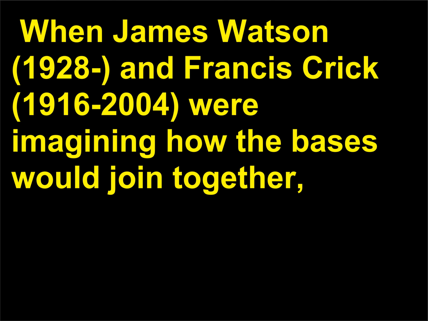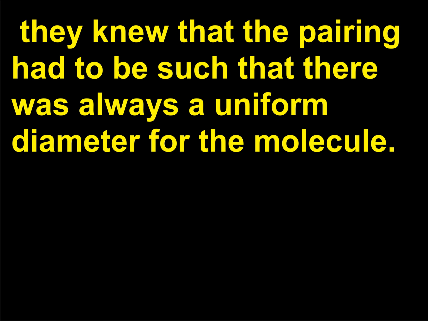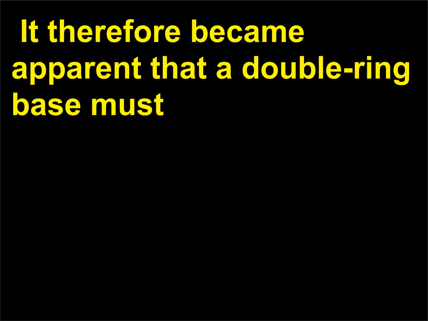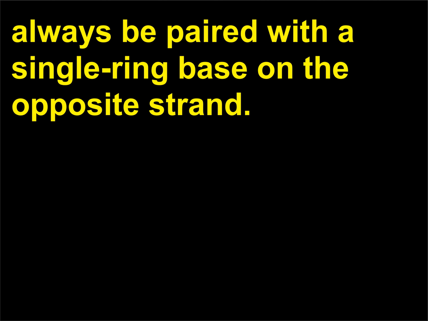When James Watson, 1928, and Francis Crick, 1916 to 2004, were imagining how the bases would join together, they knew that the pairing had to be such that there was always a uniform diameter for the molecule. It therefore became apparent that a double ring base must always be paired with a single ring base on the opposite strand.